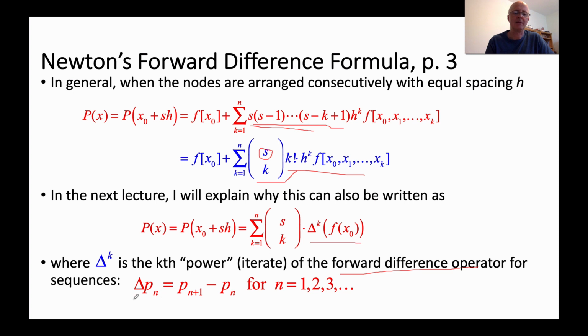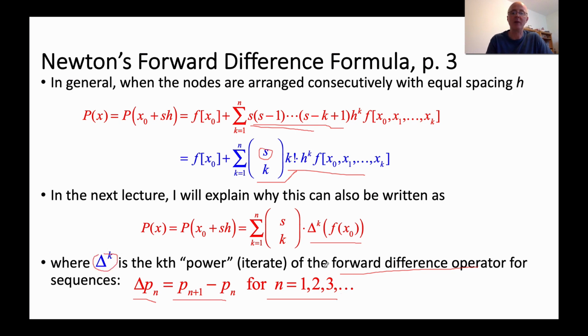Pn is a sequence. Delta of Pn is a new sequence defined by this equation for n equals 1, 2, 3, etc. If the Pn sequence starts with P1, then you get P2, then P3, etc. This gives you a new sequence. You can apply this delta operator over and over again to get powers of it.